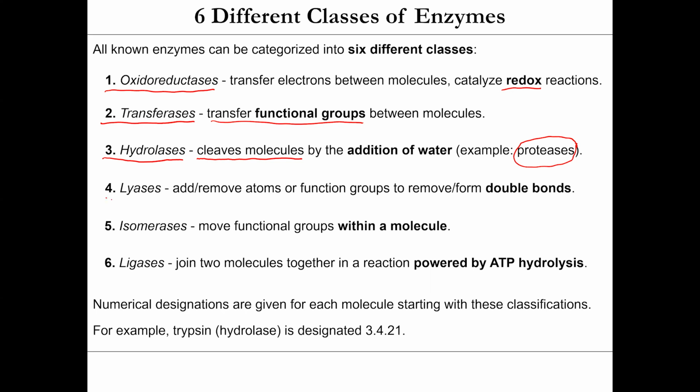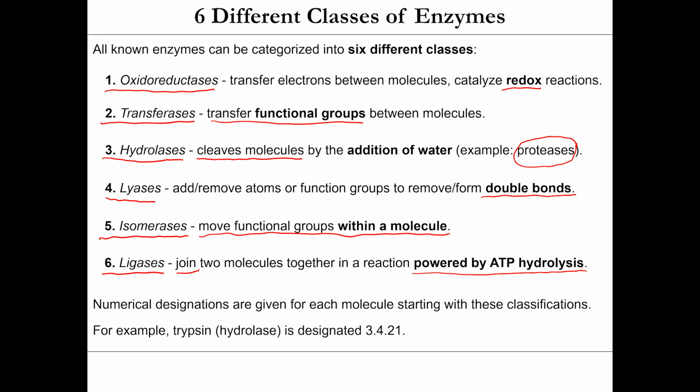There's also lyases. Lyases add or remove atoms or functional groups to remove or form double bonds in molecules. Isomerases, that's number 5. Isomerases move functional groups within a molecule. So they convert one molecule into an isomer of that same molecule by moving a functional group within the molecule. And then number 6, the last, are ligases. Ligases actually ligate molecules, so they join 2 molecules together in a reaction powered by ATP hydrolysis.